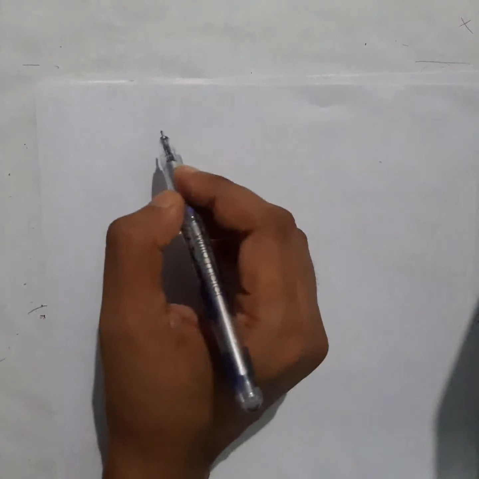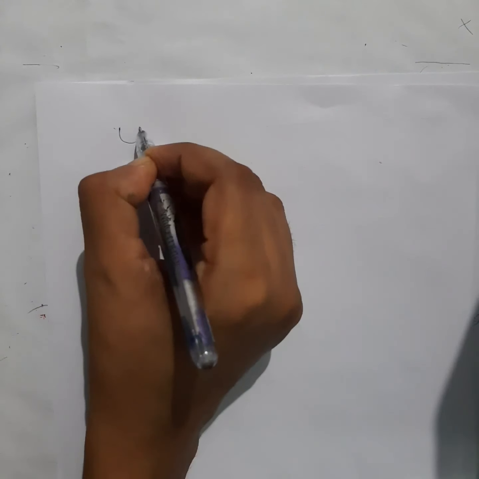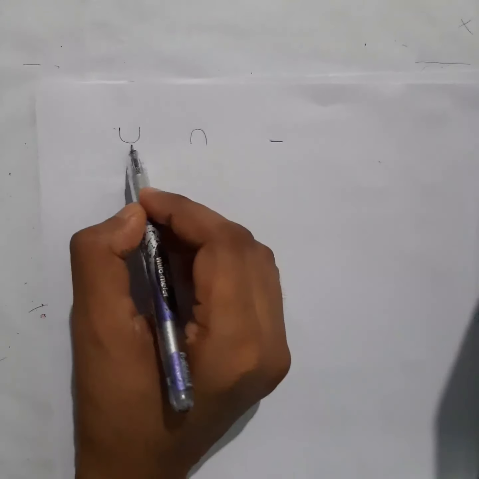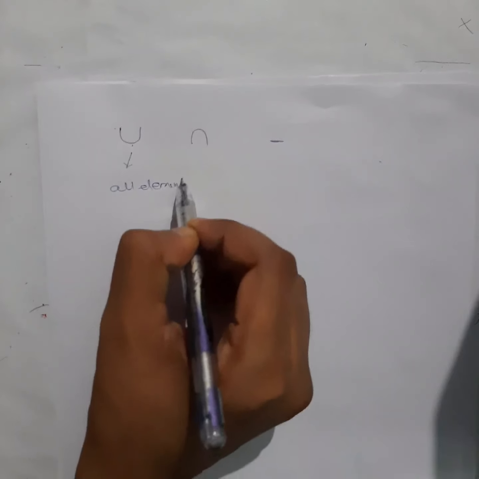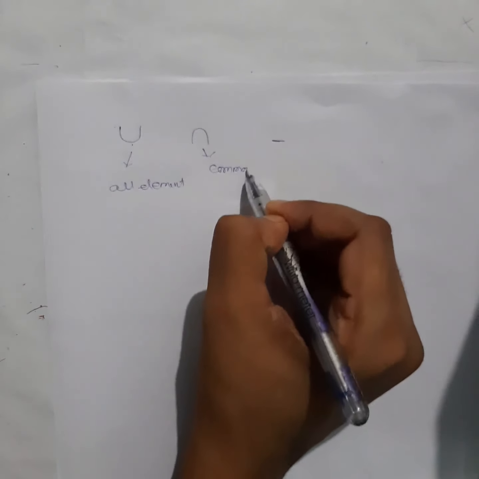Okay, students, in the last video we discussed operations, right? The operations we have discussed till now are union, intersection and difference, right? In union, what happens? We take all elements, in simple words, and in intersection we take the common elements.